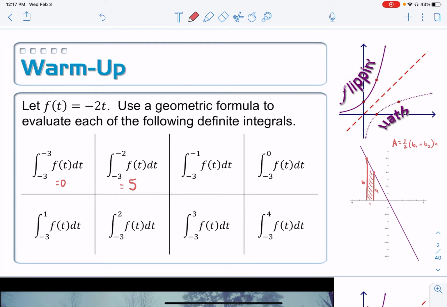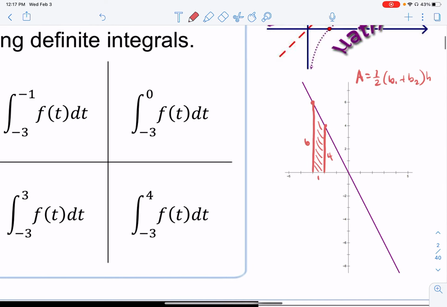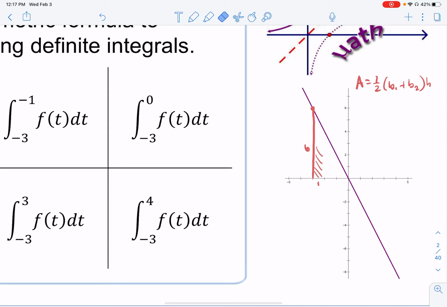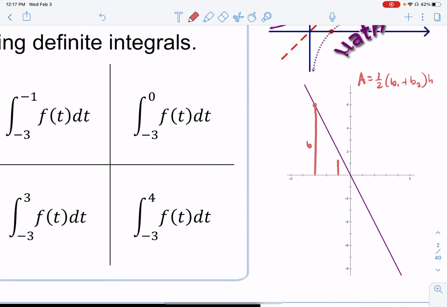That's equal to 5. All right, let's do the next one, shall we? From negative 3 to negative 1. So let me get rid of some of my drawing here so I can extend out my area. I'm going to go to negative 1. It should hit here at 2. And we have a new height also of 2.